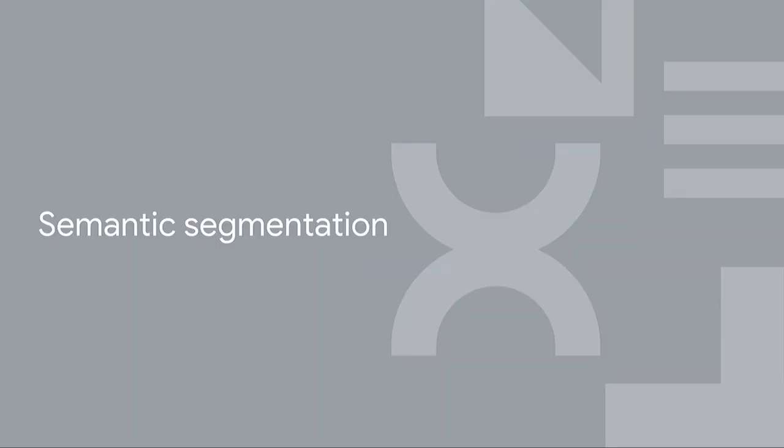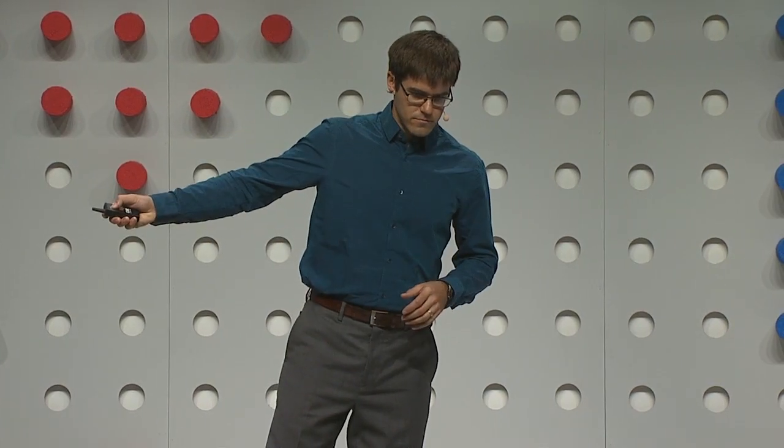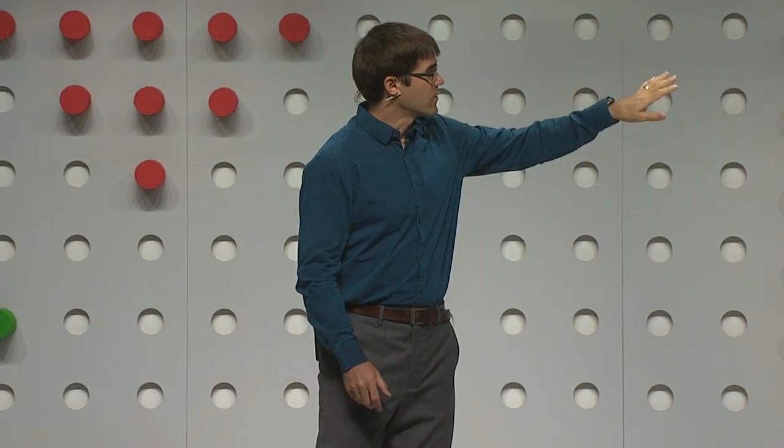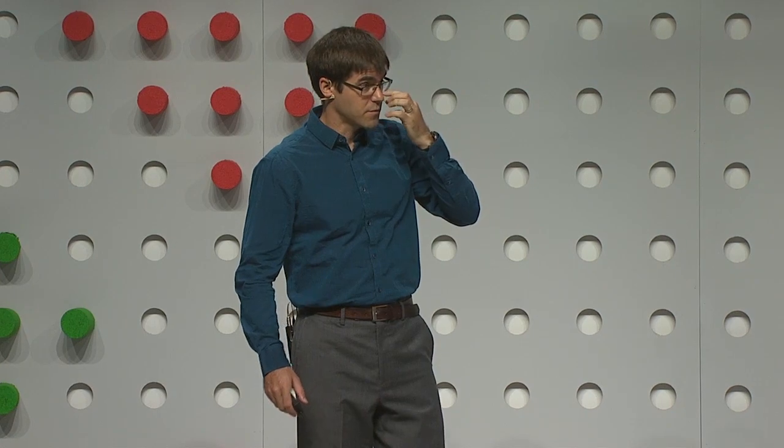The second class of models that we've worked with a lot is called semantic segmentation. The basic idea with this, as opposed to object detection, where you're trying to find objects, is that here you're trying to say, for every pixel in an image, is that pixel part of a class or not? In the example, on the left-hand side is the high-resolution imagery, again from NAIP, and on the right-hand side is the probability of whether or not each pixel is inside a building.